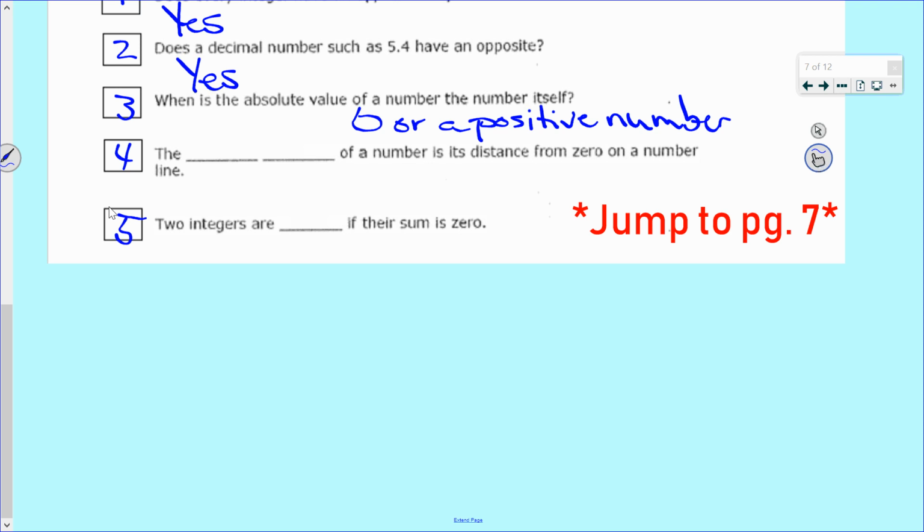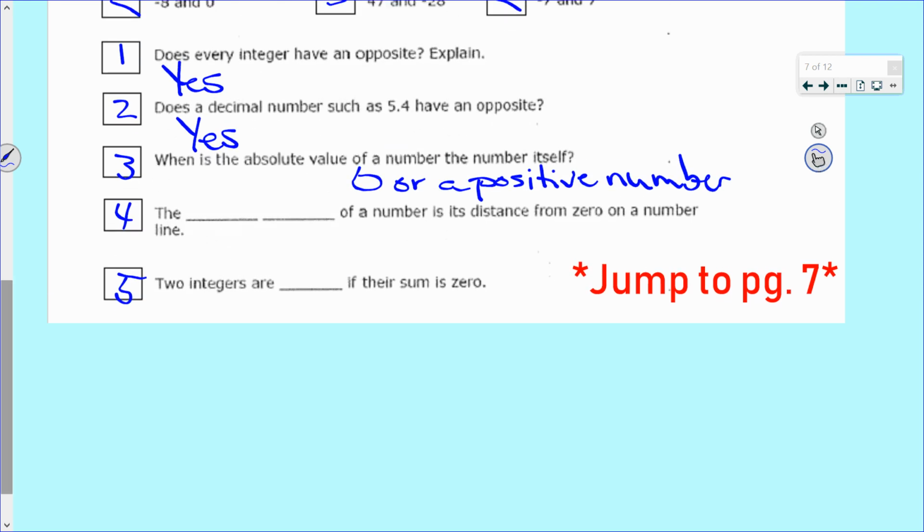Okay, and you'll notice there's a little blank in between there, so it's 2 spots. So the blank of a number is its distance from 0 on a number line. Negative and positive. No, left and right. Direction of. Number 1 said explain. No, we don't have to explain.